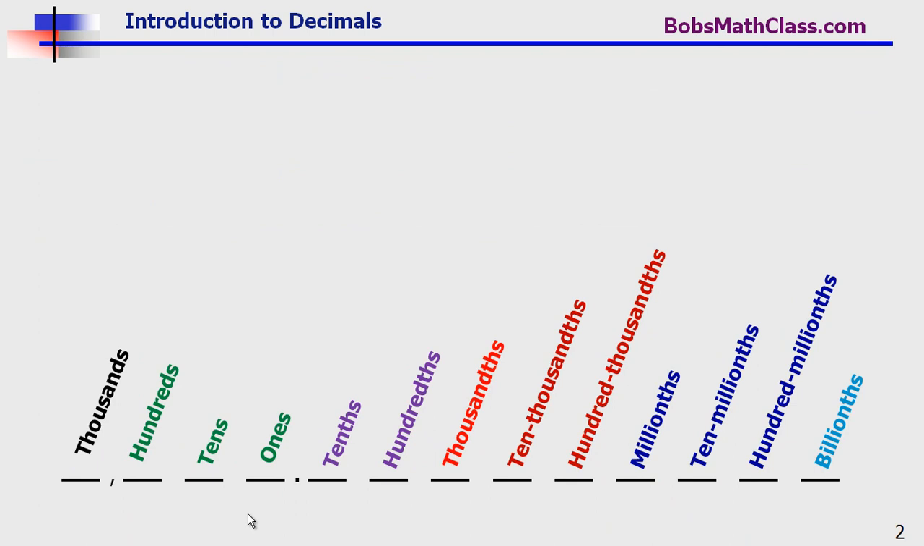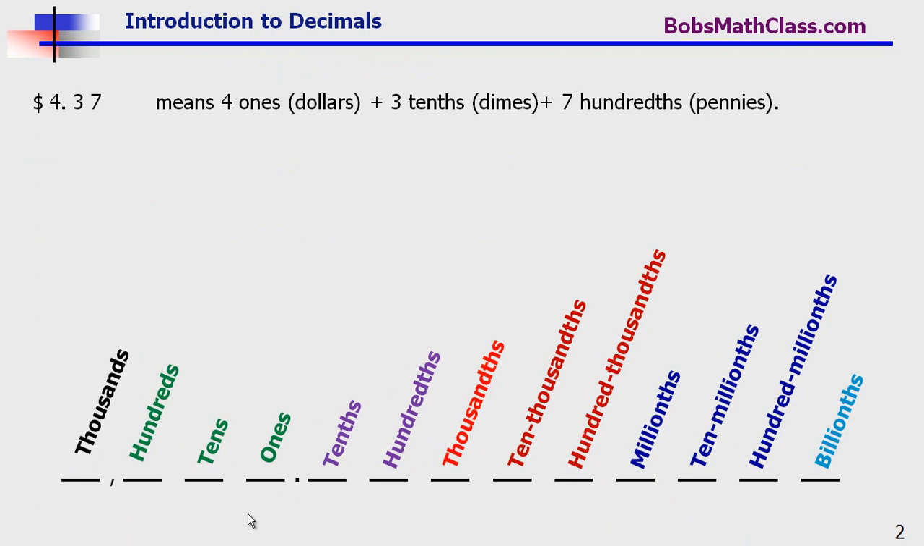Okay, there's the same chart again. So let's look at, we're used to dealing with money. Here's a dollar value, $4.37, right? The number in front of the decimal point is the dollars, right? 4. It means 4 ones. We have $4. The 3 is in the tenths place. It means tenths of a dollar. If we think about it as a coin, it means the dimes. Tenths of a dollar, the dimes.